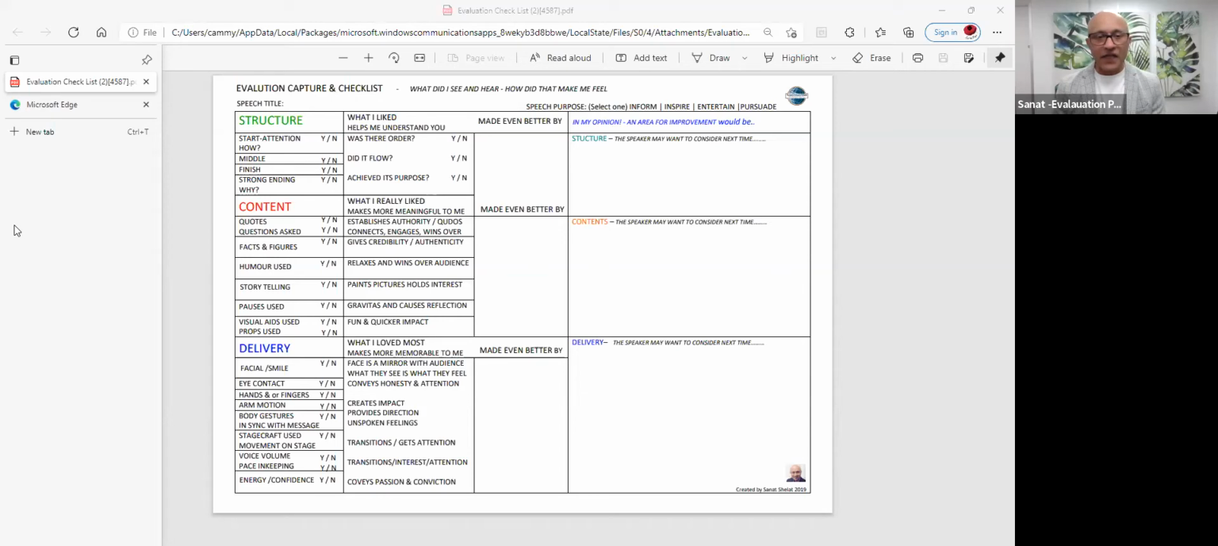Well, so there you have it. Structure provides understanding. Content makes a speech meaningful. Delivery makes it memorable. Here are some of the techniques and areas that you are looking to see if the speaker used them. If the speaker didn't use them, that will afford you the opportunity of making recommendations.